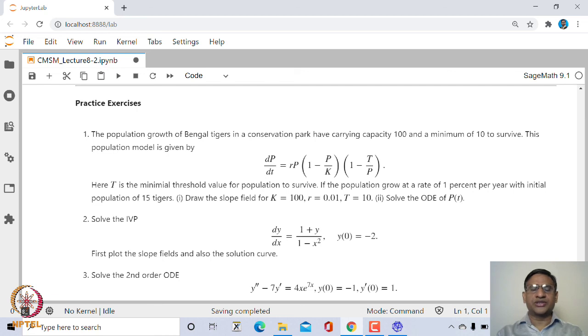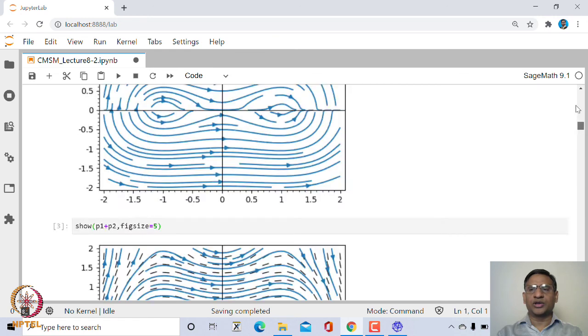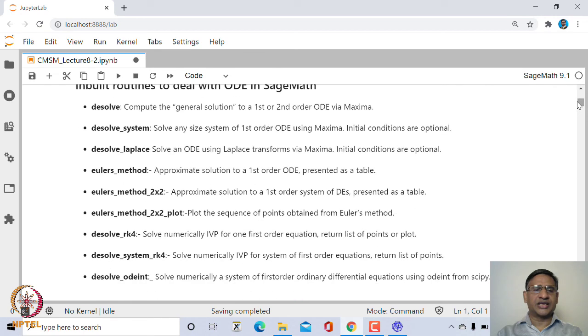Thank you very much. I'll see you in the next lecture, in which we will look at how to solve ordinary differential equations numerically. We will explore some of the methods like the Euler method and other things. Basically we will look at Euler methods. We will create our own function as well as use the inbuilt function. Thank you very much.